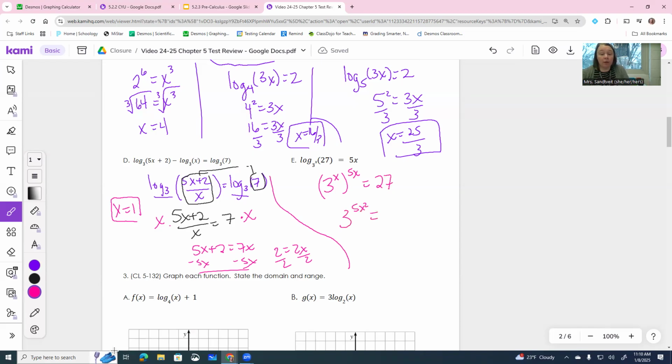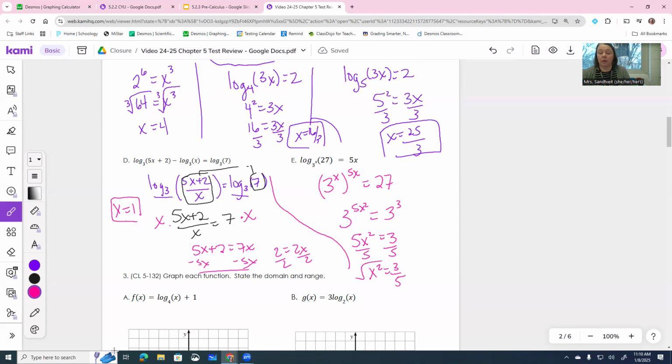It would be helpful if these both had the same base, right? Because I could take the log base 3 of this side, and I could do that here, take the log base 3 and get it that way. Or I could just rethink of that as 3 to the third. And so then I would have 5x to the second equals 3. I would divide both sides by 5. So x squared equals 3/5.